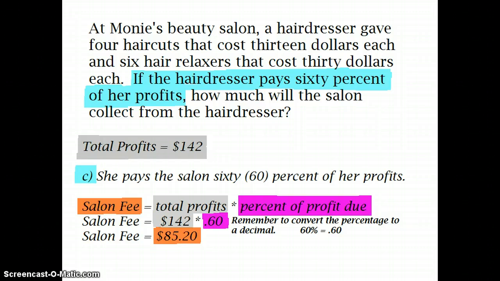$85.20. Again, in order to calculate the salon fee, I am going to multiply my total profits times the percent of the profit due. But for 60%, I must convert that into a decimal. So 142 times 0.60 is $85.20.